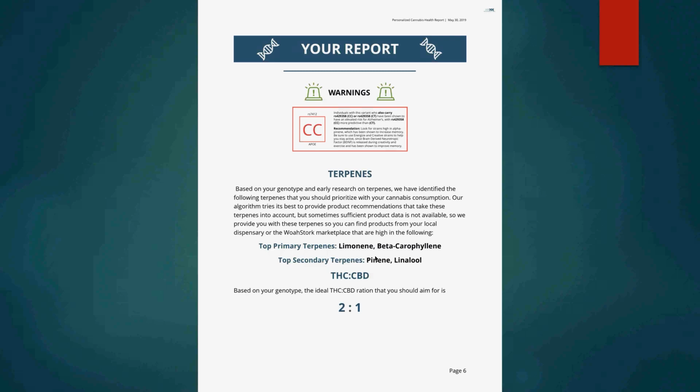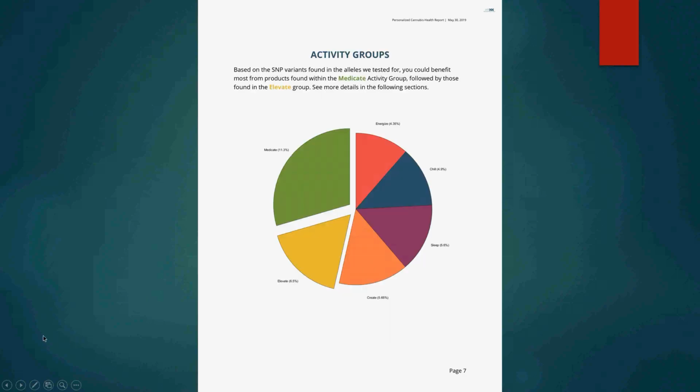Now, it also gives you a ratio, which is very important. It says, based on your genotype, the ideal THC to CBD ratio that you should aim for is 2 to 1. Now, this particular patient is in a state where the only legal form of cannabis is CBD. So they have to do the best they can with what they have access to.